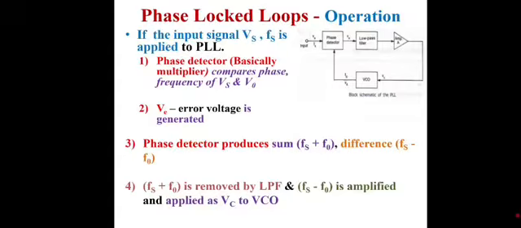when an input signal with a frequency is applied. The phase detector compares the phase and frequency of the input signal and the VCO output signal. This generates an error voltage. Now let's look at how the filter and amplifier process this error.